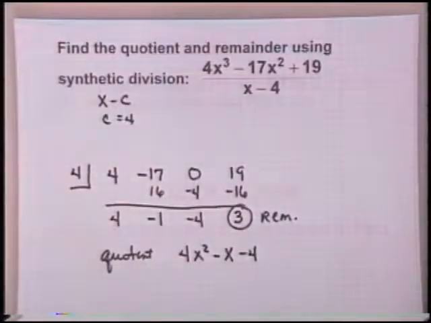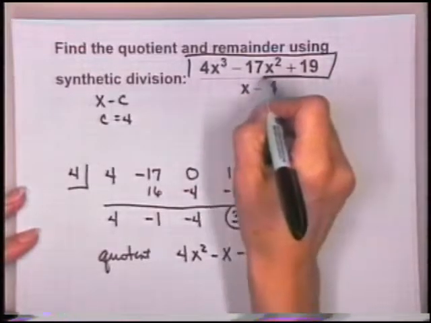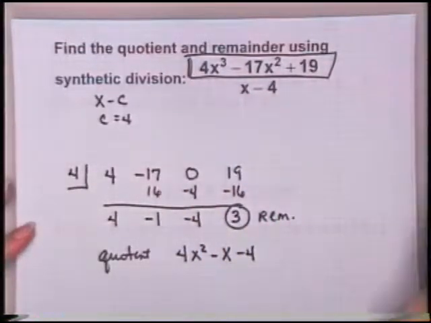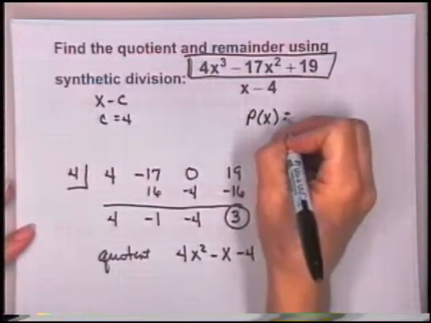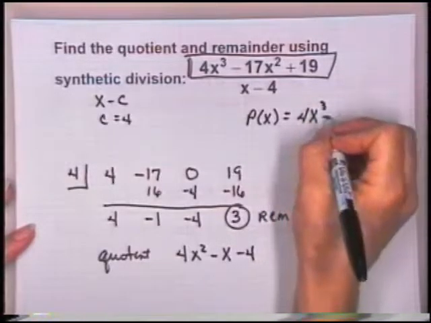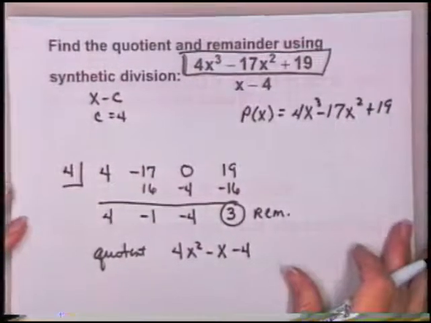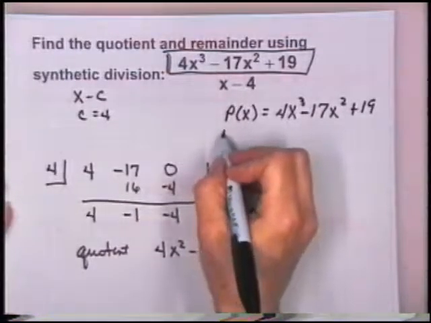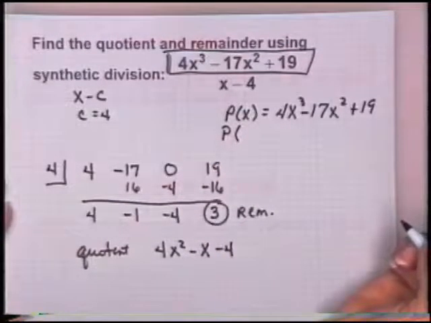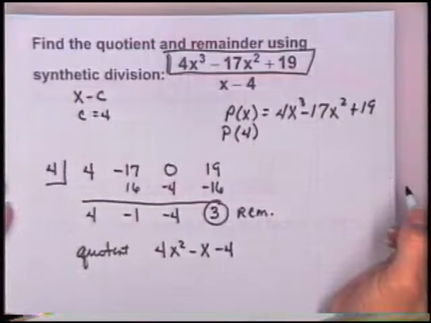Okay? Now I want to show you something interesting here with this problem. Let's look at this numerator, this dividend polynomial right here. What if I just said this is a function of x, it's a polynomial in x? I'm going to write p of x equals 4x cubed minus 17x squared plus 19. That's a polynomial in x. Okay, and I'm just using sort of the function notation here. I want to evaluate this polynomial here at 4. Okay?